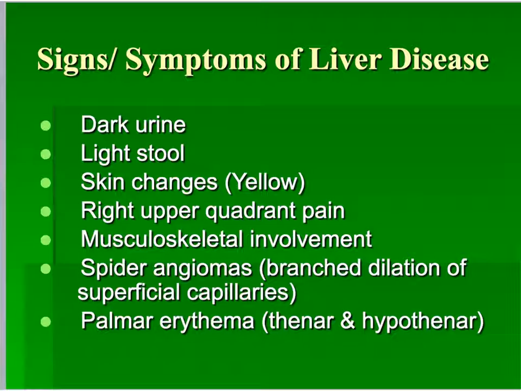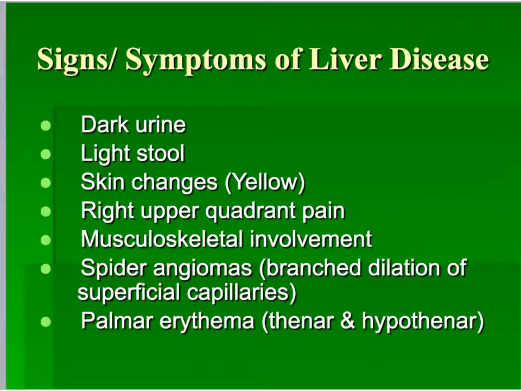We also see pain in the right upper quadrant. The right upper quadrant is where the liver is, so they'll have tenderness to palpation and pain in the right upper quadrant of the abdominal cavity. They can refer pain, there's musculoskeletal involvement, and there's usually referred pain to the right shoulder and mid-scapula.